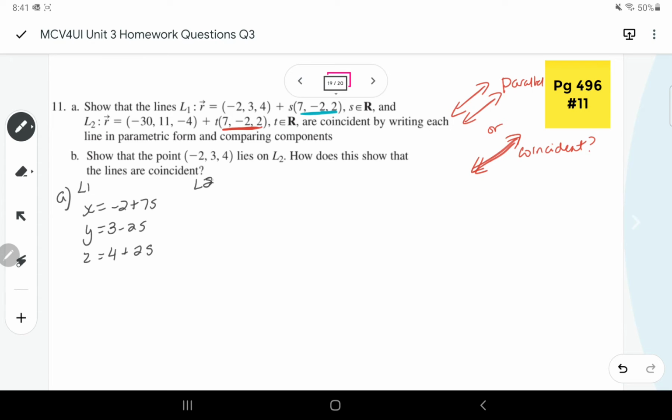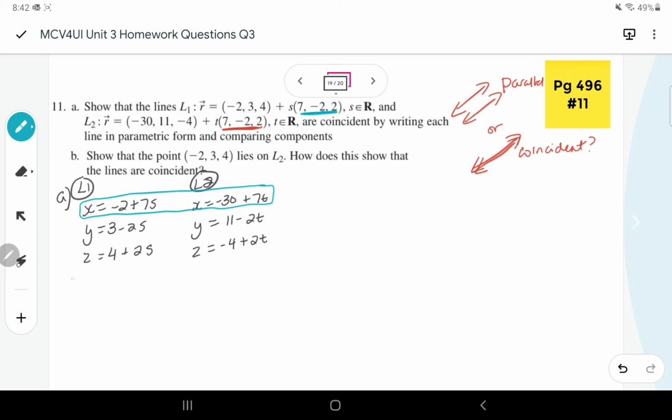And for L2, doing the same thing, we've got x is negative 30 plus 7t, y is 11 minus 2t, and z is negative 4 plus 2t. So if we compare components, we're going to come up with equations using s and t and see if it's the same relationship here.